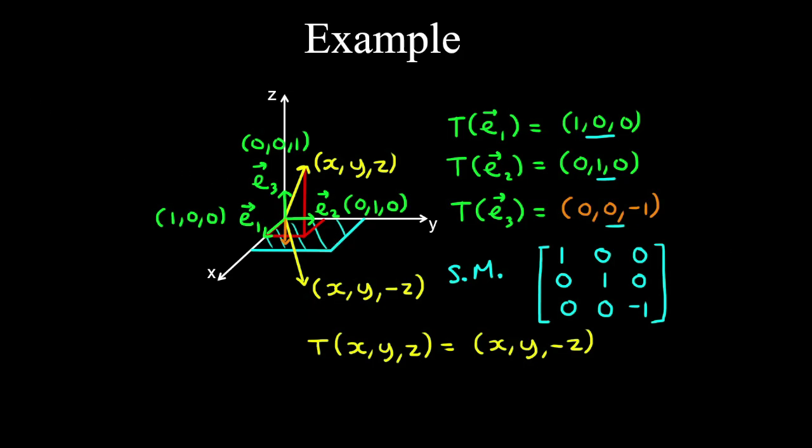So in general, if you multiply this by some vector xyz, we have x by 1 plus 0 by y plus 0 by z, and then 0 by x plus 1 by y plus 0 by z, then 0 by x plus 0 by y plus negative 1 by z, which is our reflected vector as expected.